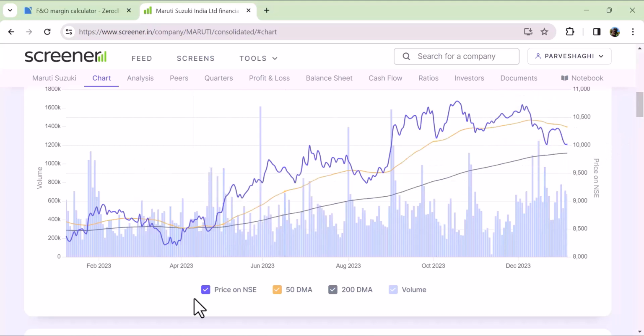When the 50-day moving average crossed over the 200-day moving average, the stock started going up. And whenever the 50-day moving average was below the 200-day moving average, the stock was down. Can you see that? Here, most of the year, the 50-day moving average was above the 200-day moving average, and it's a bullish trend.